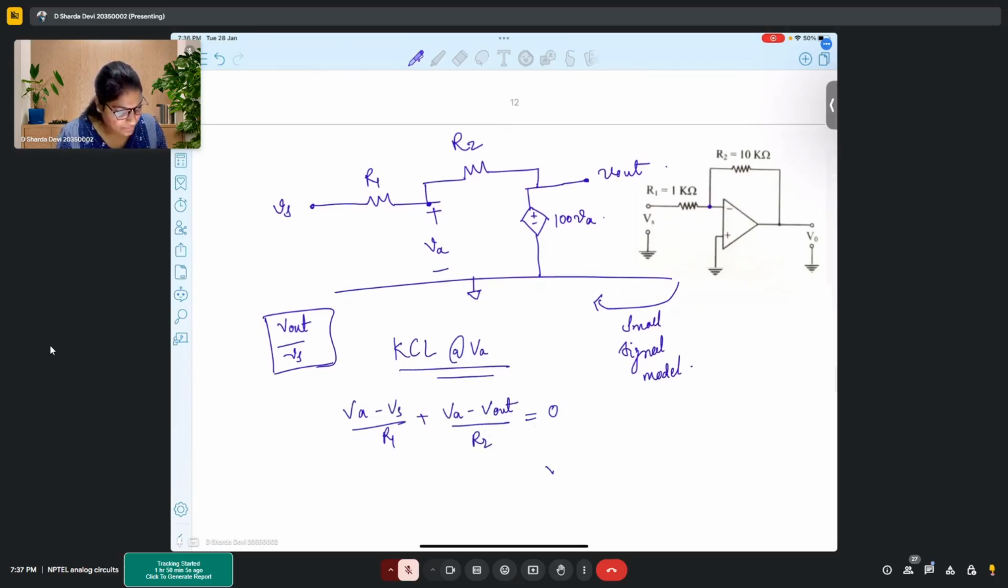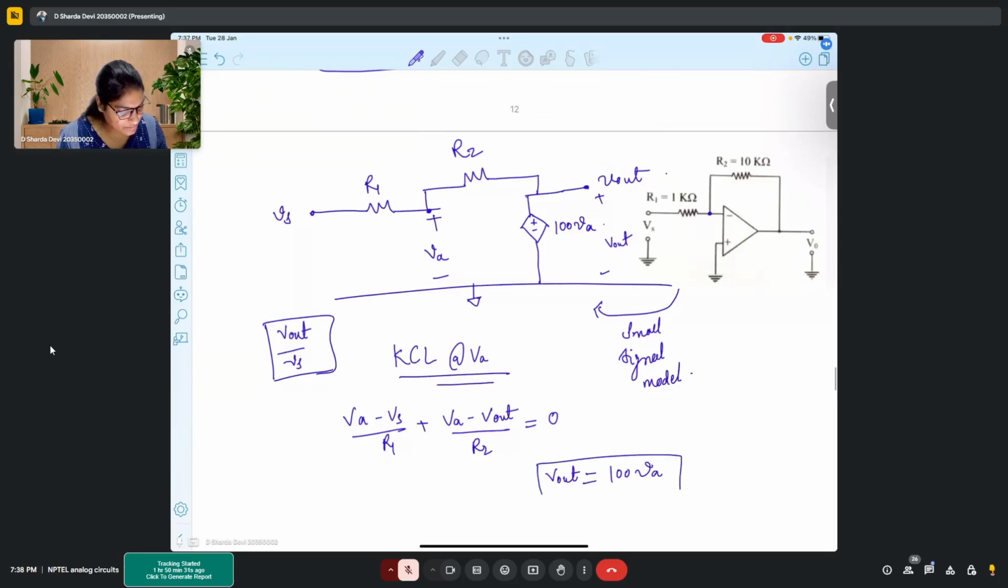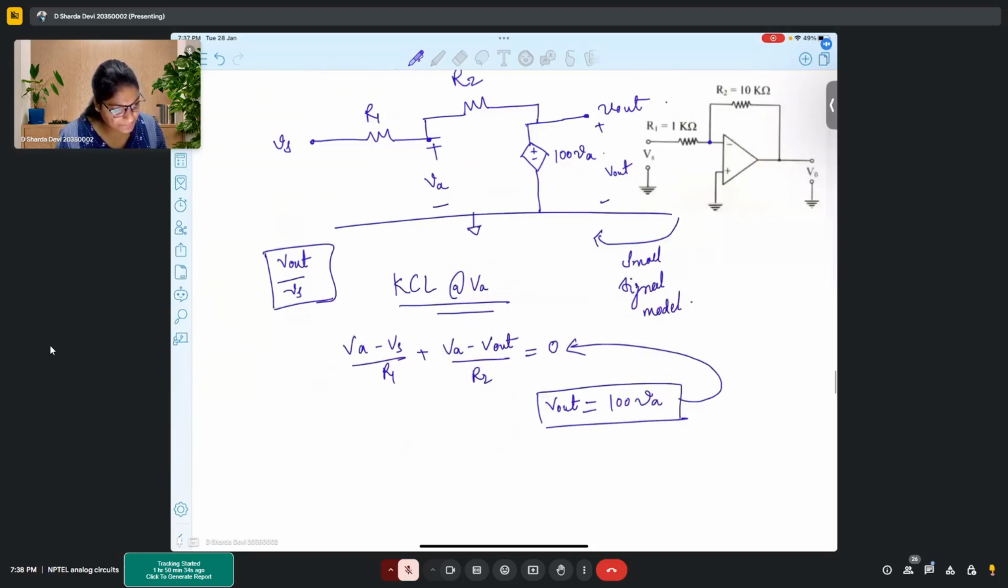Also, Vout is 100 times VA, right? Because this is Vout, and corresponding to that you also have this 100 VA. So these two equations. Substituting this over here, or we can do it the other way around. Any way would work. So for now, let's do it this way.